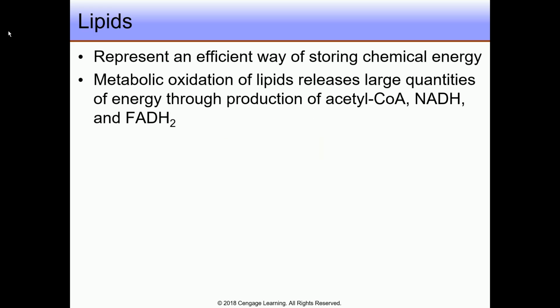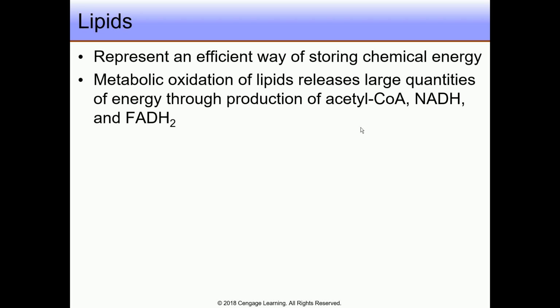So basically lipids, as you know, have very high energy in them, and they are the macromolecules which have the highest energy in them. So they represent an efficient way of storing chemical energy, and the oxidation of these lipids releases large quantities of energy through the production of acetyl coenzyme A, NADH, and FADH2.